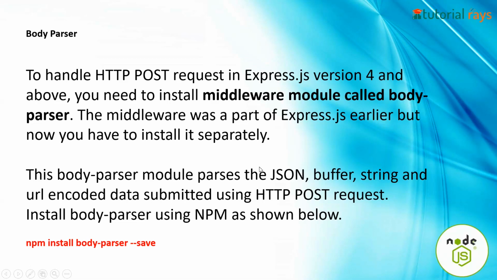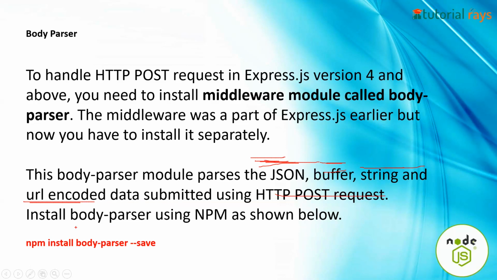This body parser module parses the JSON, buffer, string and URL encoded data submitted with HTTP post request. So what does it do? It has some important functions. Whatever data we send, it converts into JSON key value format, and it buffers the data and sends it in string format and URL encoded. That means it is encoded so it cannot be hacked. So it is something like that, and data submitted to the post method.